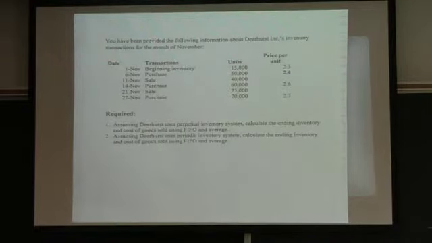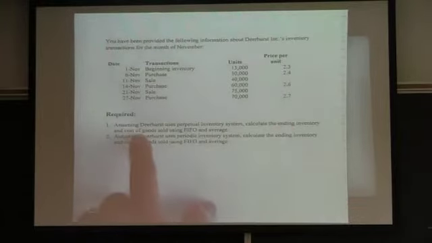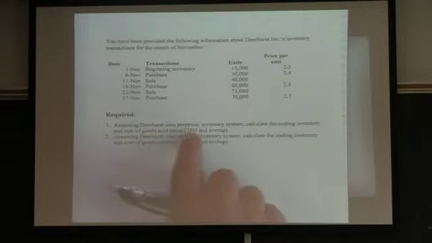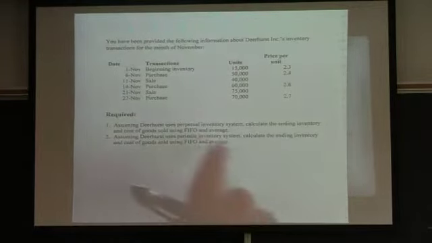And what I've done is I've added the average in there. So we're going to do FIFO and the average method under perpetual for part 1 and periodic for part 2. We're asked to calculate the ending inventory and cost of goods sold. I created this very simple example to highlight the differences between the FIFO and average methods, and how it differs even further using the perpetual versus periodic inventory system. So why don't we start with perpetual.